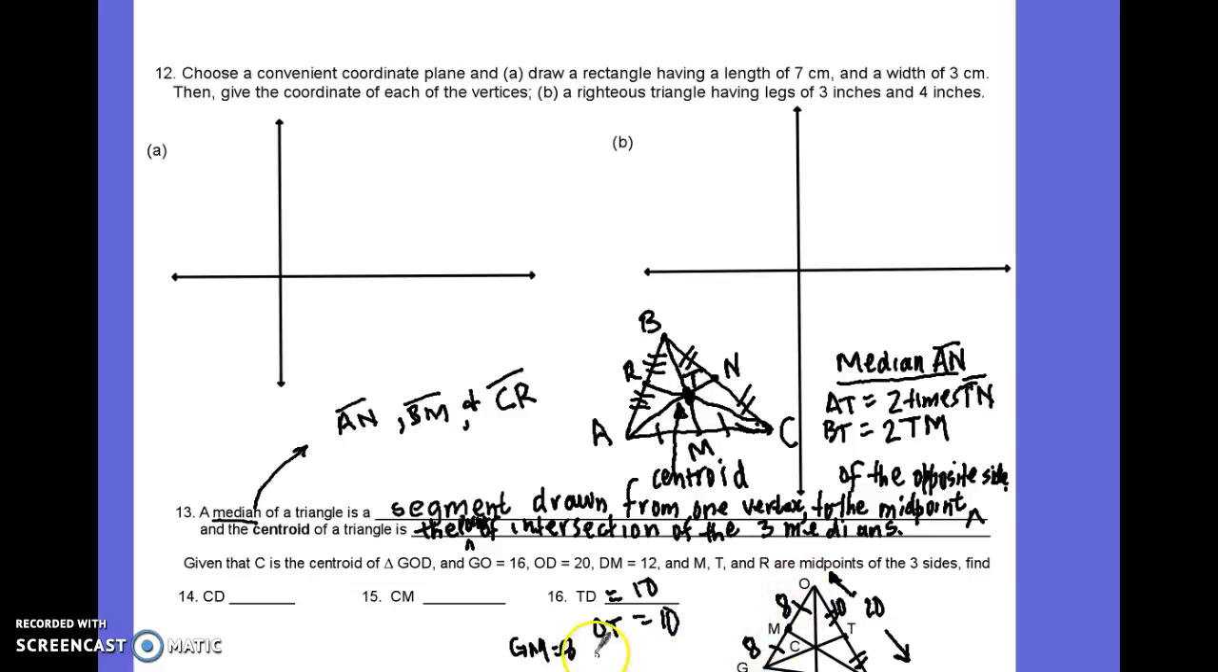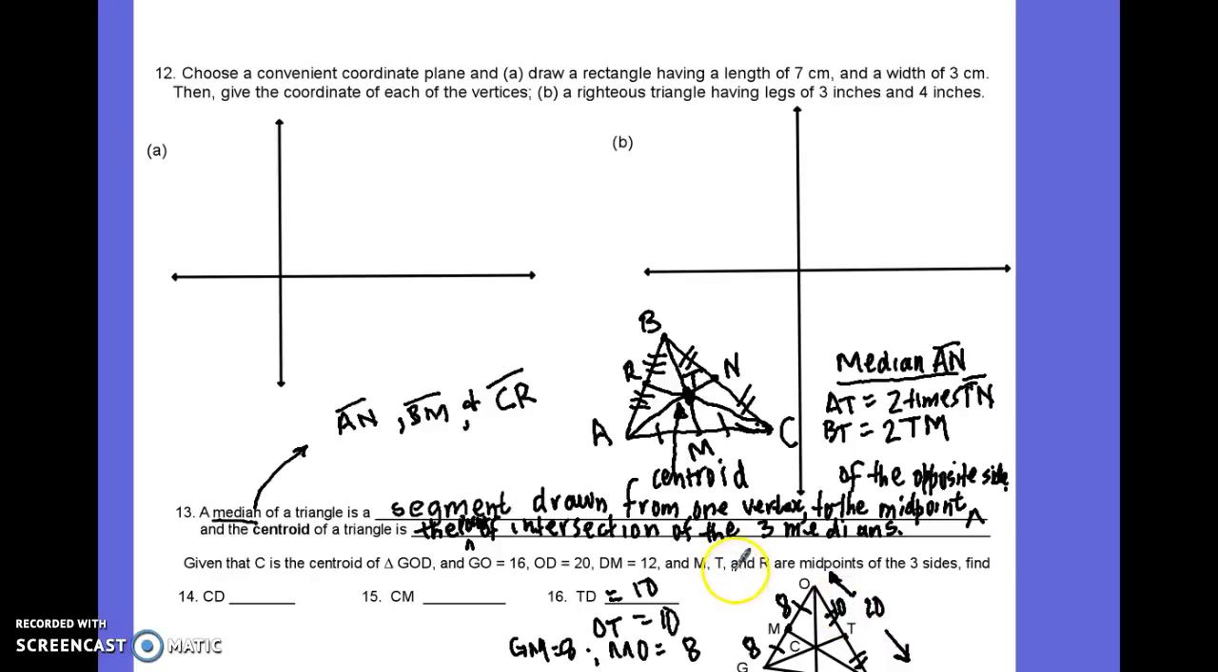Similarly, MO would be 8. MO is going to be also 8, being a half of the overall distance from G to O. Again, the median comes to the midpoint, so that's why each of the segments of the triangle is divided into equal parts. GM equals MO, OT equals TD.